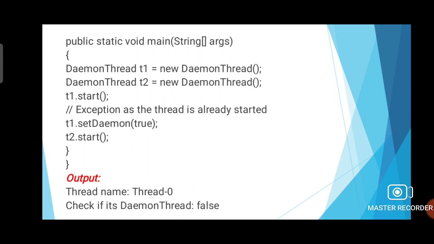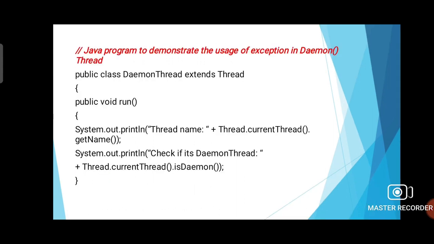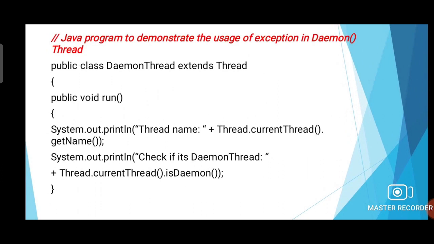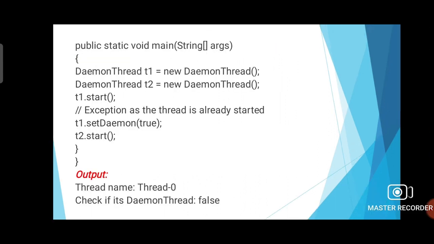Since t1 is a Daemon thread, when the t1 thread is executed, the run method will be called and gets executed. Inside the run method, when we call the method isDaemon, it will produce the true result. The corresponding thread name will be printed, the default name, Thread-0.